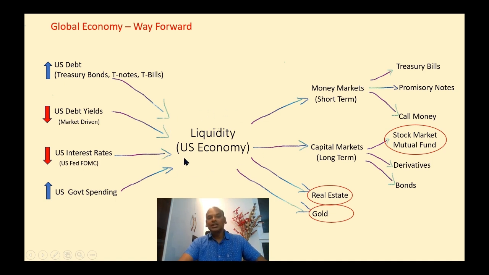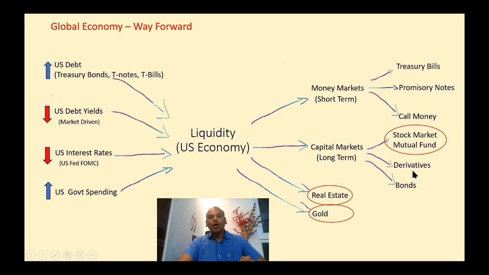So this is called liquidity. This is the US economic liquidity. It's also called M2 money. Where it goes is to the money markets and capital markets, where your stock market and bonds are, and then real estate and gold. These all were increasing, especially since the COVID times. The stock market, real estate, and gold were climbing up simply because a lot of money was coming through this.